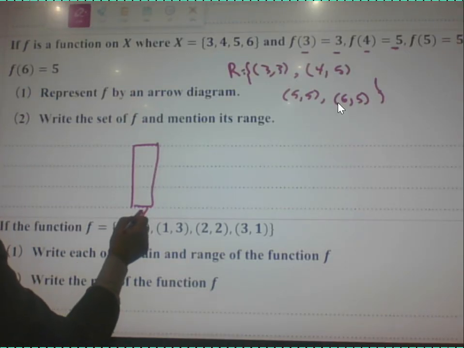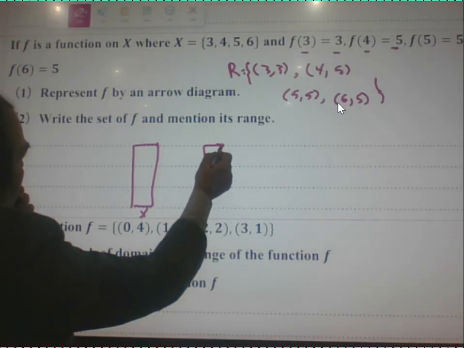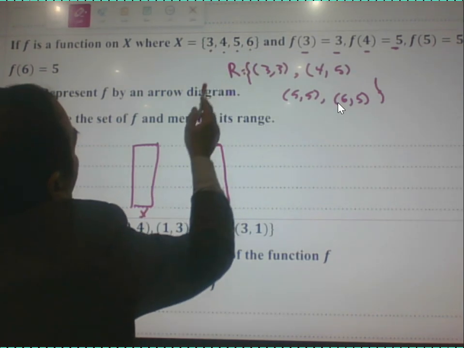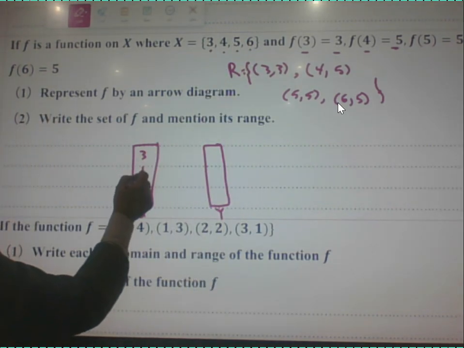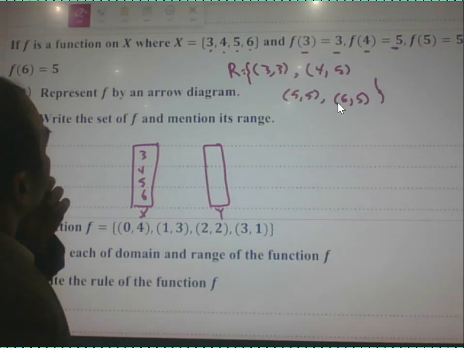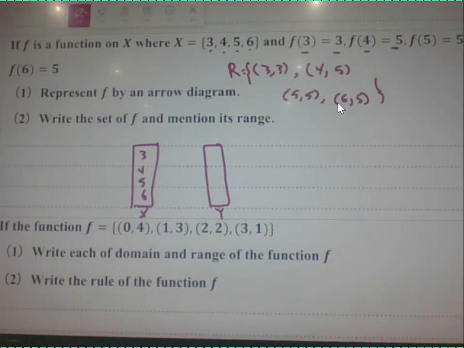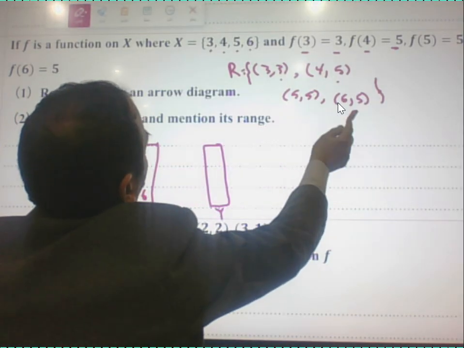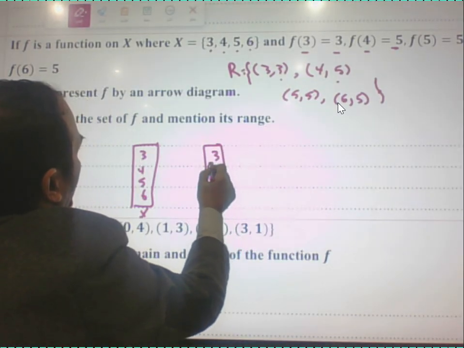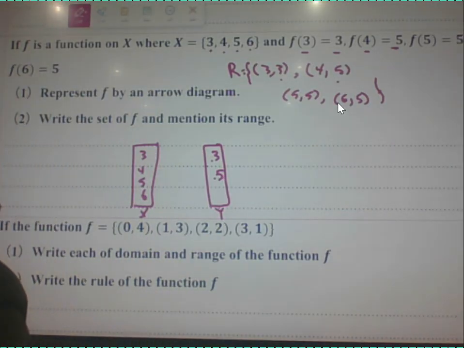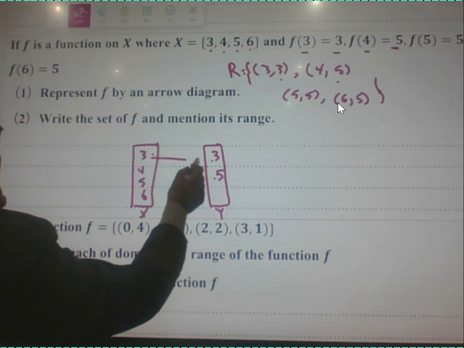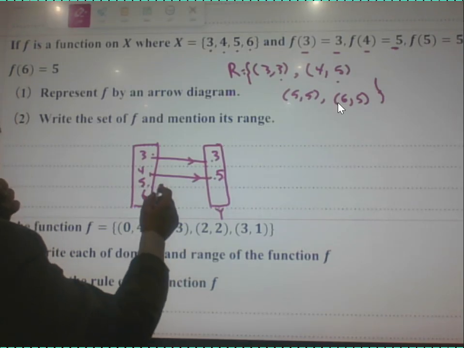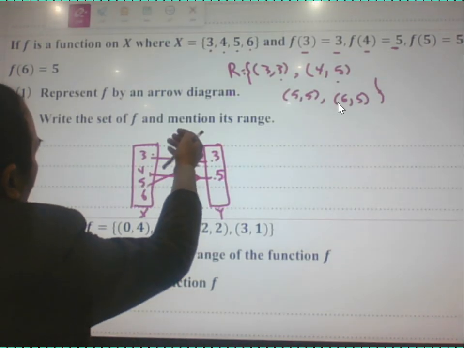First function x and the image like this y. All elements of the first, x: 3, 4, 5, and 6. This is a function on x. X and the image in y, we have 3 and 5. The image of 3 was 3. The image of 4 was 5. And the image of 5 was 5.